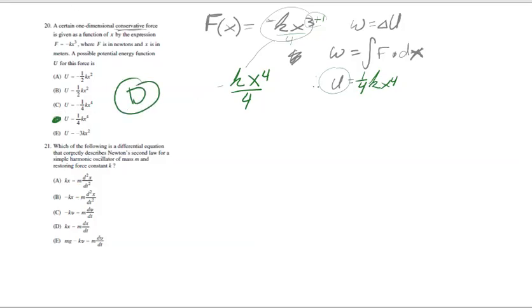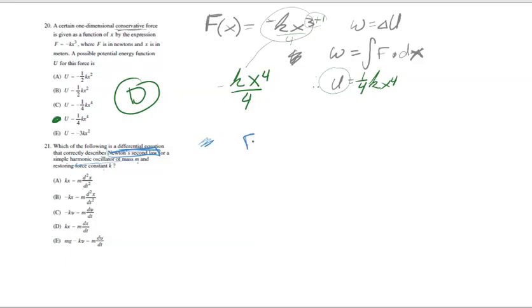Okay. So now let's look at this. Which of the following is a differential equation? Yes, that's calculus. It's not as bad as you think. That correctly describes Newton's second law for a simple harmonic oscillator of mass m and restoring force k. Well, let's see. A harmonic oscillator that has a mass that matters and has k, guess what that is? That is a mass on a spring.